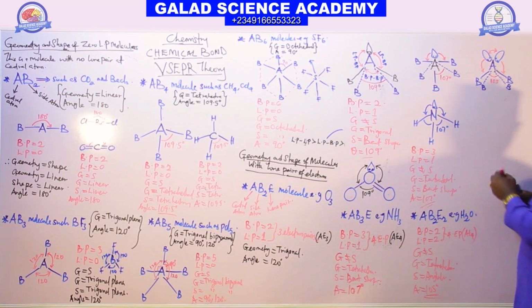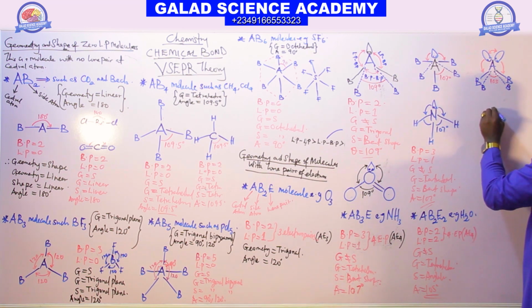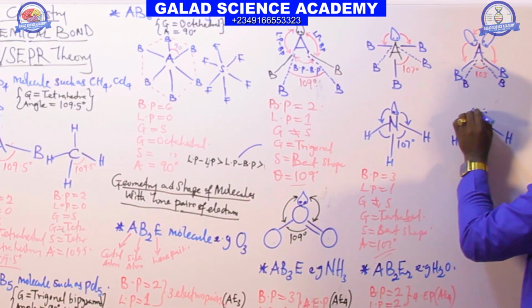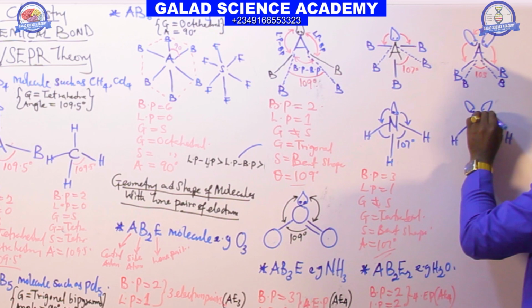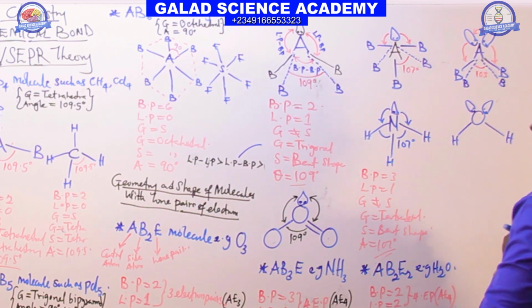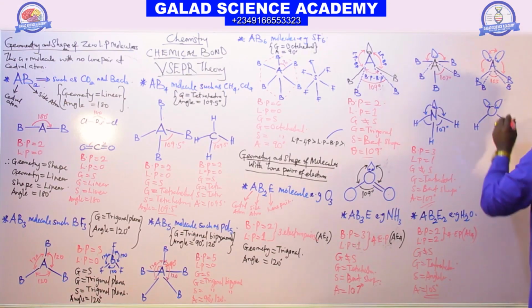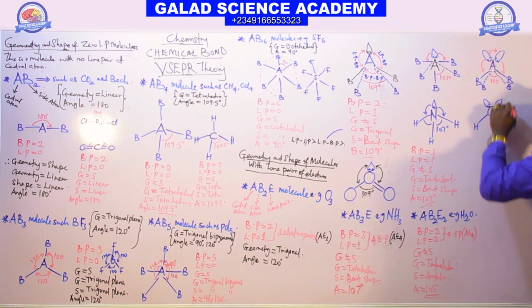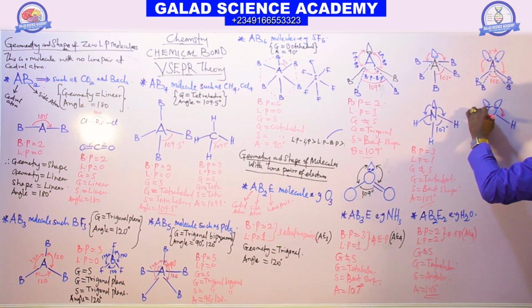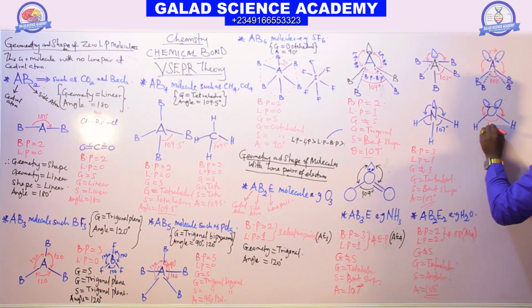The same thing applies to water. If we look at water, H2O, there are lone pairs here. The lone pairs repel this bond, and it also repels this one. When they repel, the angle is reduced to 105.